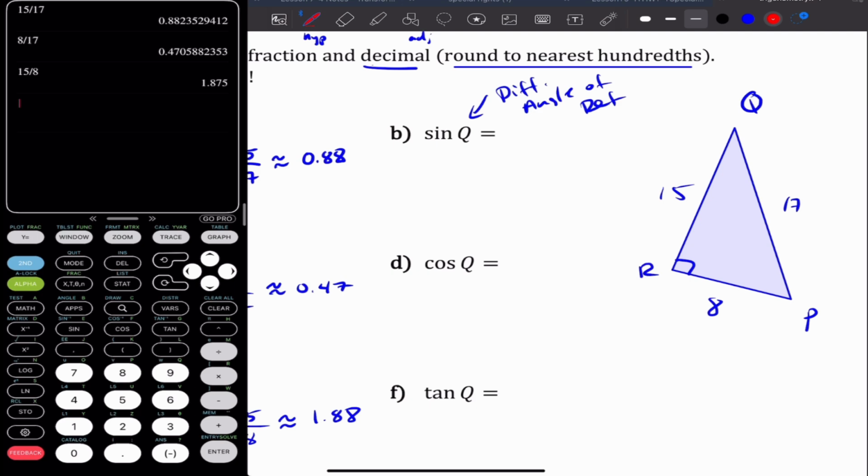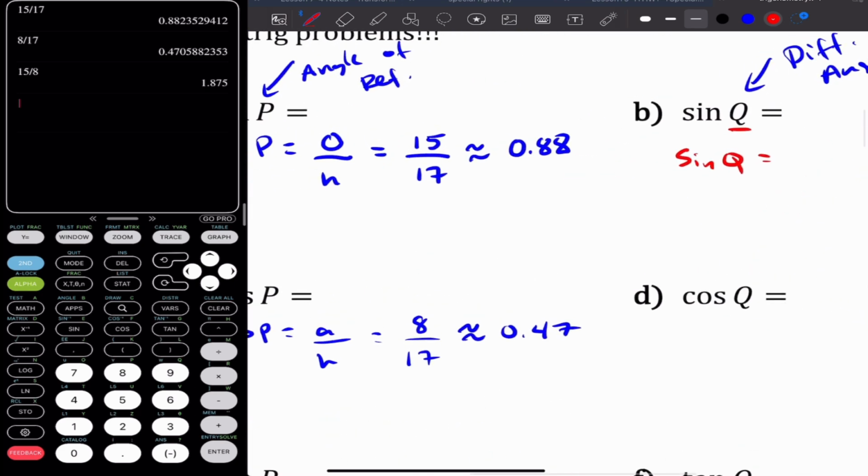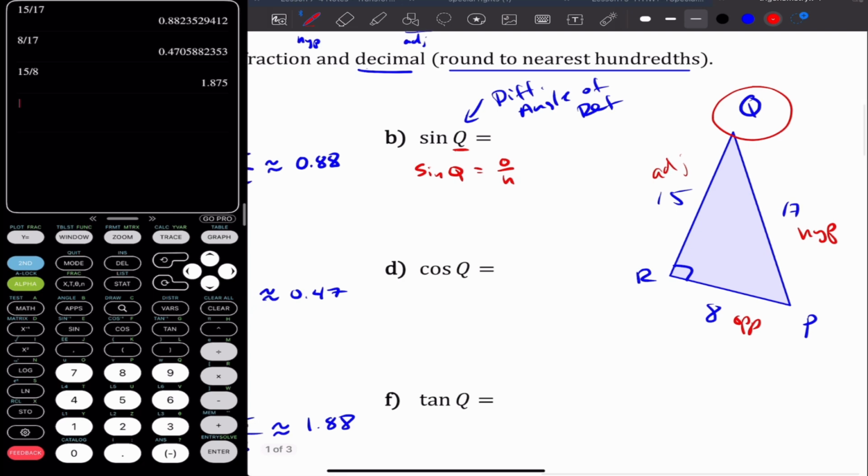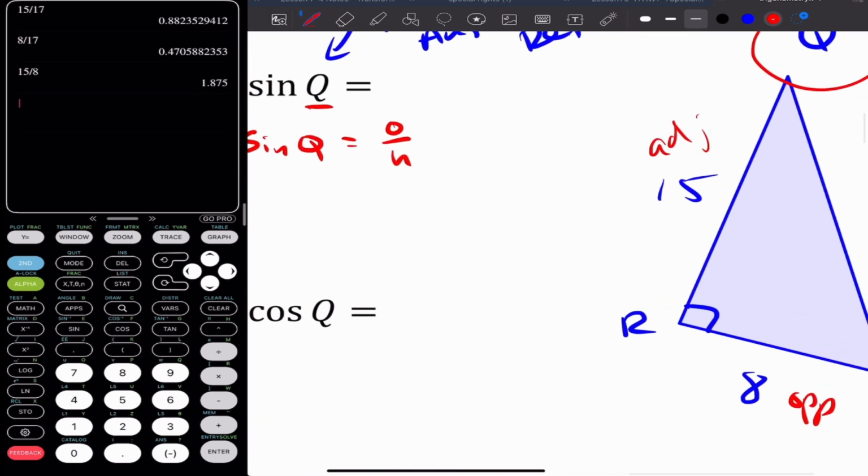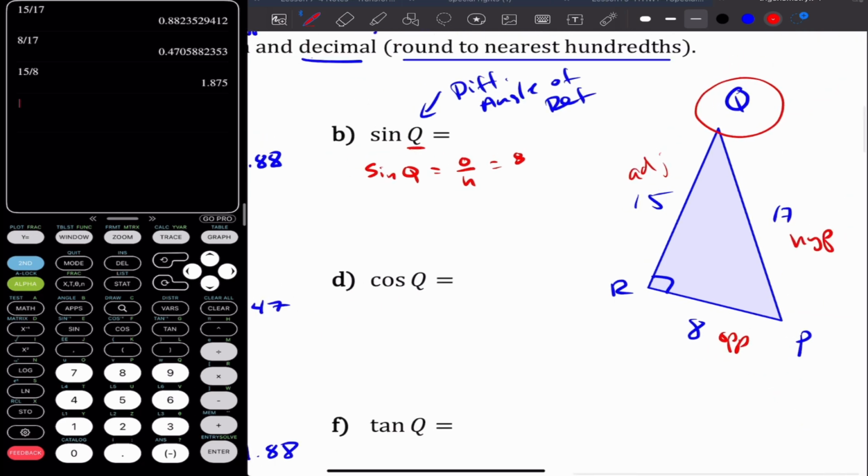So let's go ahead. I'm going to use a different color. What's the angle of reference? It's Q, right? So across from Q is the opposite side. So 8 is the opposite side. This is the hypotenuse. And then this here is, of course, the adjacent side, because it's next to the angle, right? So sine of Q is equal to opposite over hypotenuse. O, in this case, is not 15. It's actually 8. And then the hypotenuse is 17.